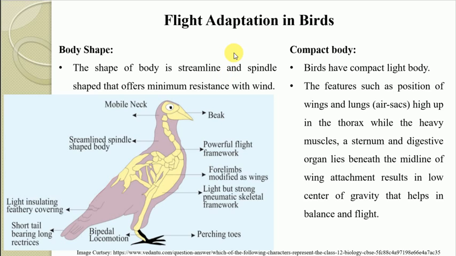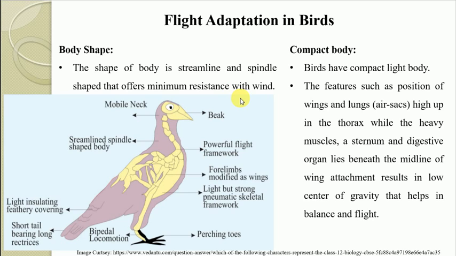So this is a very important aspect of the body shape, that is the streamline, and this is responsible for minimizing the resistance with that of the air, and hence they are capable of flight into the air. Then the second adaptation is a compact body.